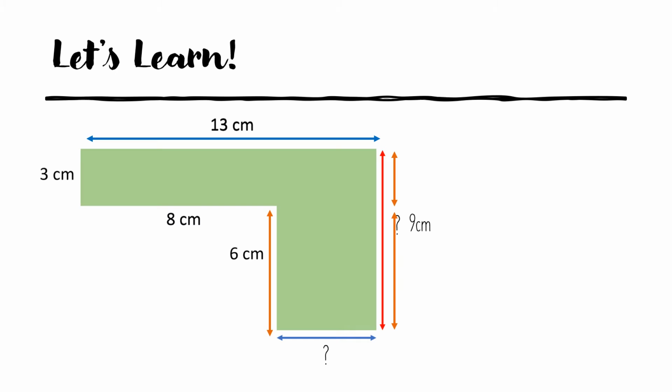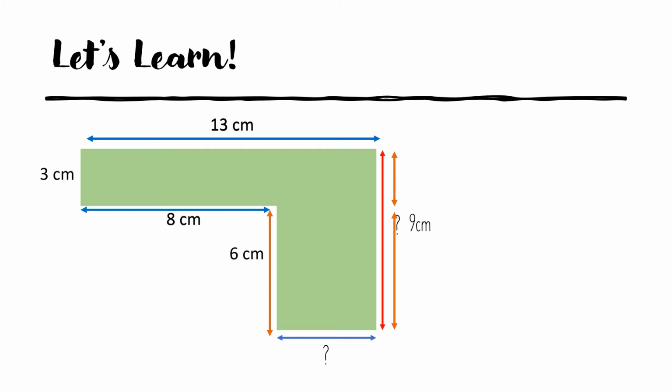Now, my blue line is also a missing number. Have a think now. What could I do to help me work out that missing number? Well done. I can use my 13 centimetres to help me. What other side of the shape could I use to help me? Fantastic, the 8 centimetres.